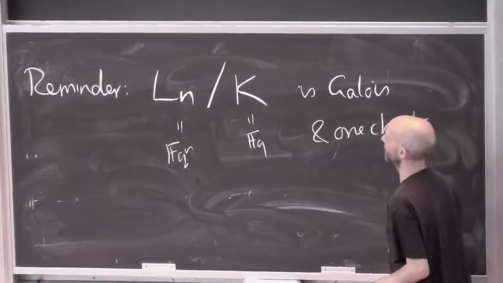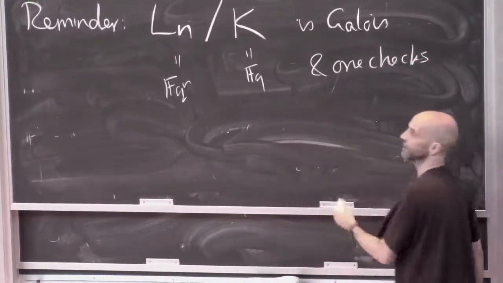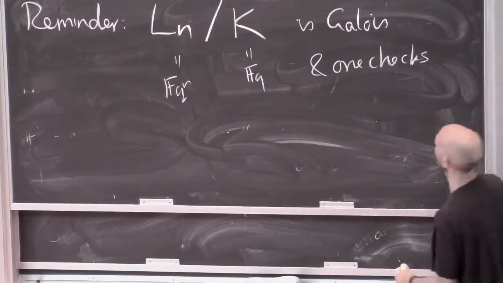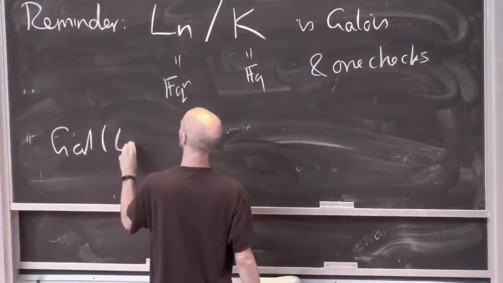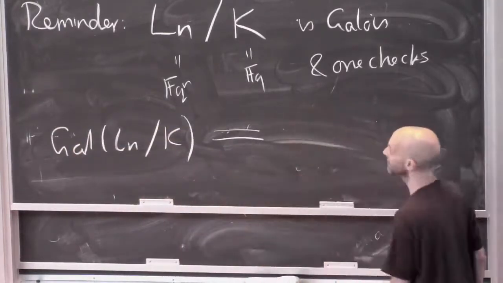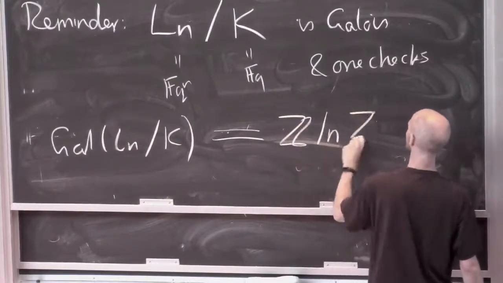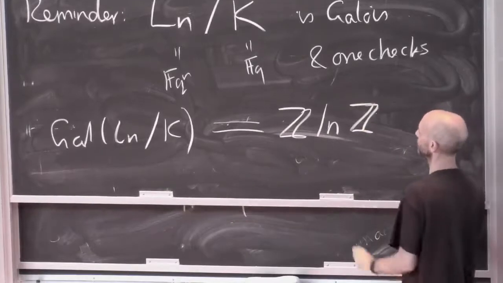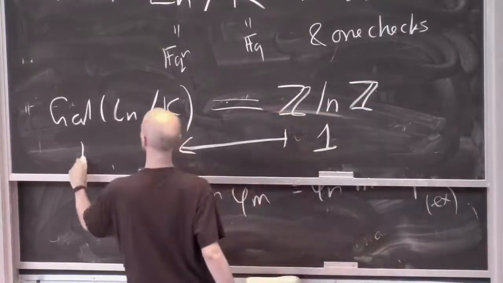And one checks that this group of order n is in fact a cyclic group of order n. And it's not just a cyclic group of order n, it has a canonical generator. And one checks that Gal(Ln/k), again, is not just isomorphic to Z mod nZ. Well, it is, but I'm going to say more than that. It's actually equal to Z mod nZ, with the generator 1 going to Frobenius.